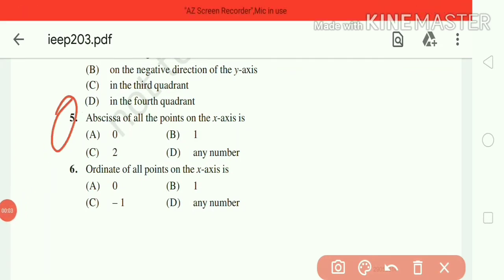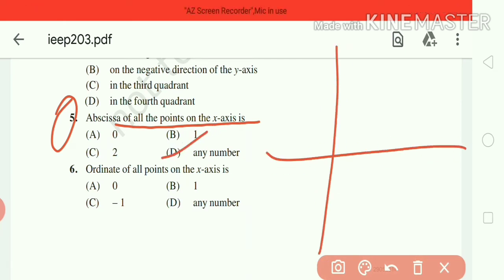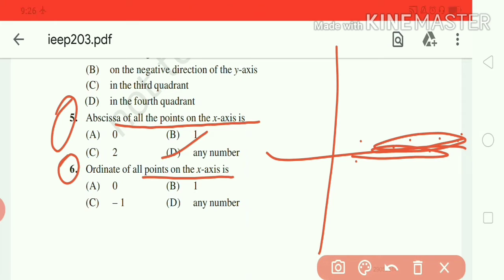Come to question number 5. The abscissa of all the points on the x axis is any number. On the x axis you just represent the abscissa, so it can be any number, right? The ordinate of all the points on the x axis is always 0, because if you want to show an ordinate, you use the y axis, where x must be 0. So A is the right option.